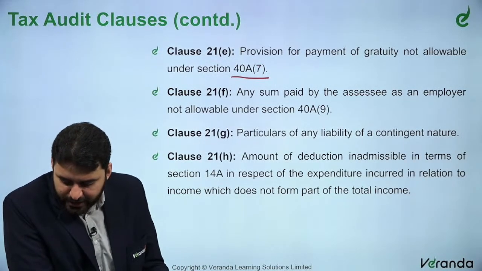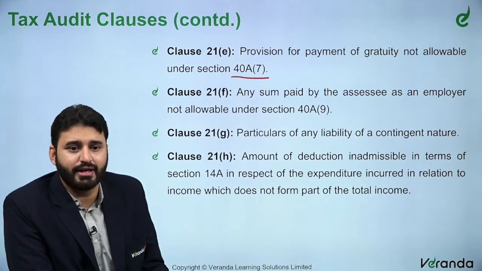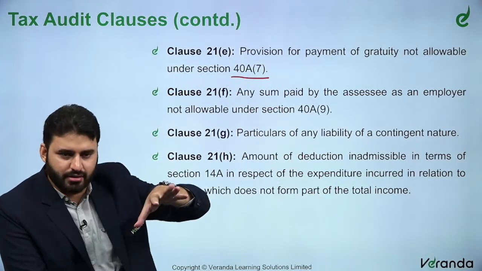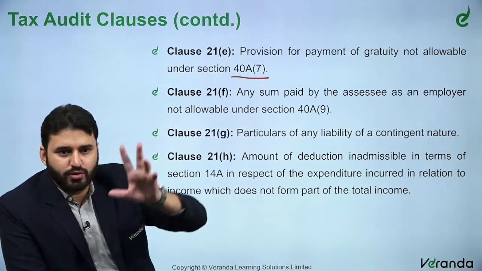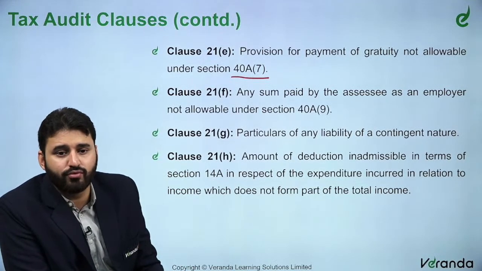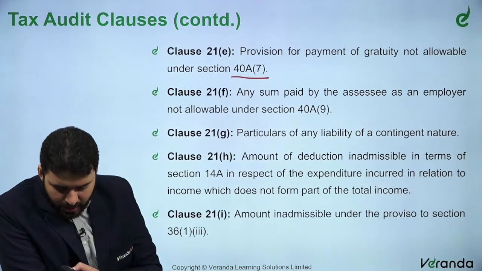21H, amount of deduction inadmissible in terms of section 14A. So where there is an income, there is a corresponding expenditure. If the income is exempted, the expenditure also has to be removed for the purpose of computation. That is what this rule 14A is talking about.